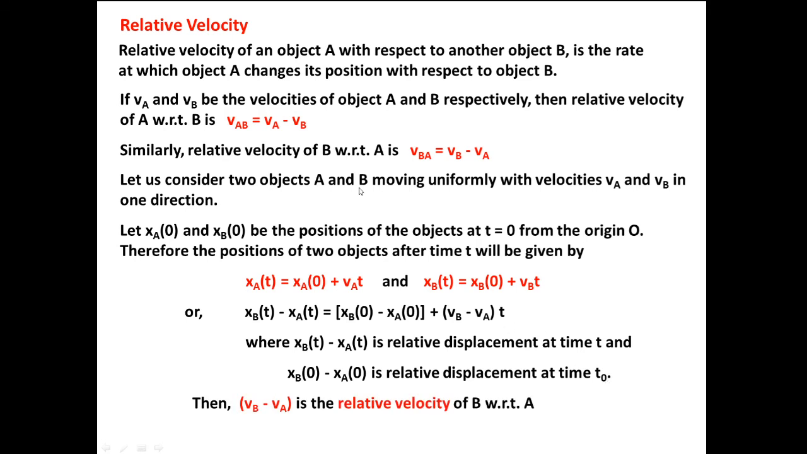So what can we say? See the definition: the relative velocity of an object A with respect to another object B is the rate at which A changes its position with respect to B. Here A and B, and A is changing its position with time. So VB minus VA is the relative velocity of B with respect to A. And if we calculate x of A at time t minus x of B at time t, then we will get VA minus VB, which is the relative velocity of A with respect to B.